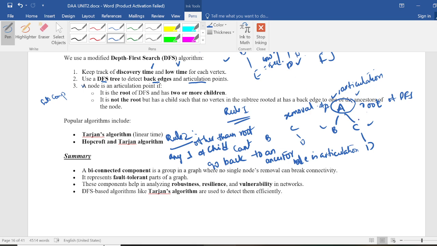Now check C in this scenario. In this scenario, under rule 2, if we remove C, D cannot reach A or B. Then C is an articulation point. What does rule 2 say? C is not the root of DFS. If we remove C, the child cannot go back to the ancestor. That node is called an articulation point. Okay, this is rule 2.